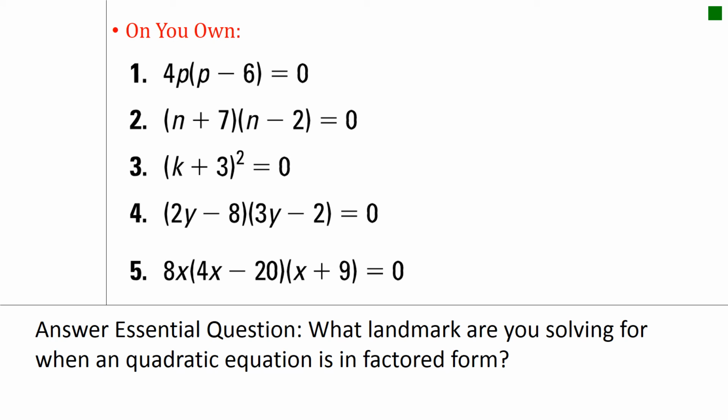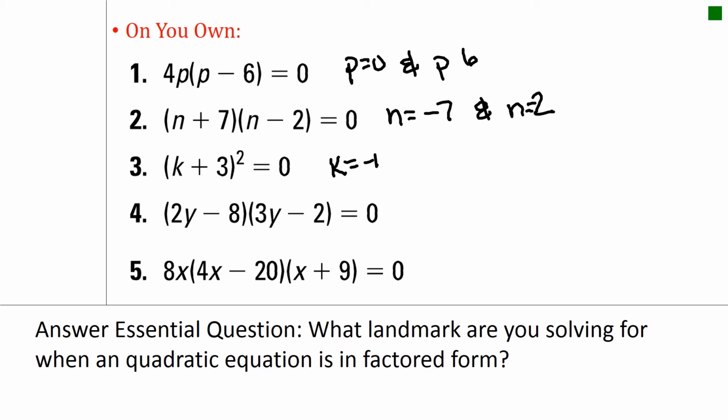All right, you're going to try these 5 problems on your own. When you're ready to go over your answers, please play your video and we'll go over them. All right, your first one, you should have that p is 0 and p is 6. All right, number 2, the two answers are n is negative 7 and n is 2. The third one, there's only one, and that's k is negative 3.